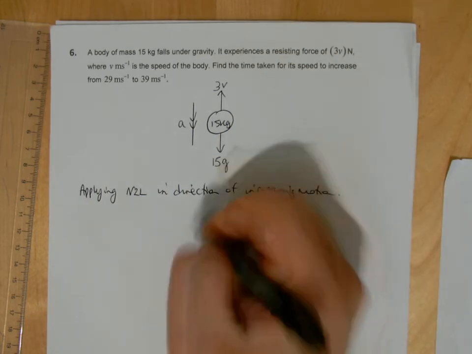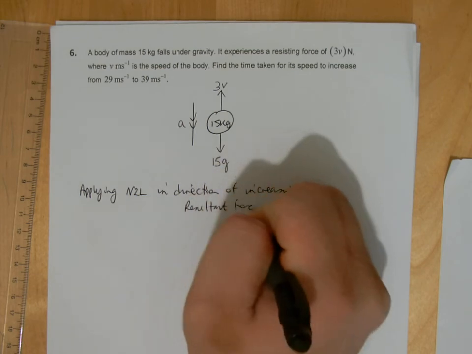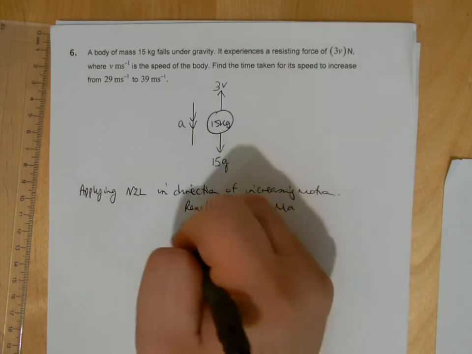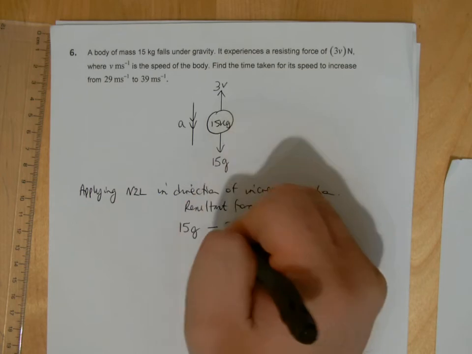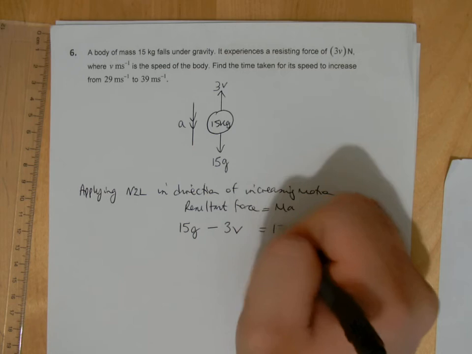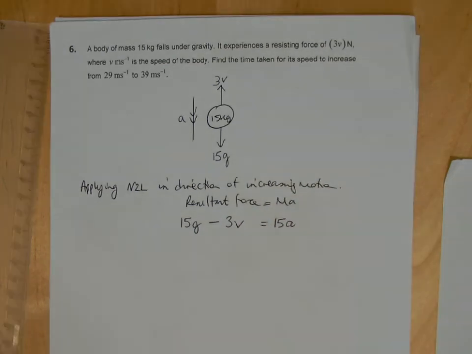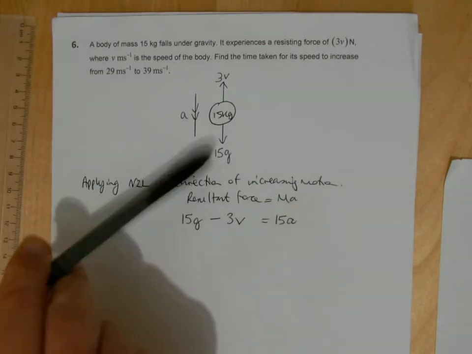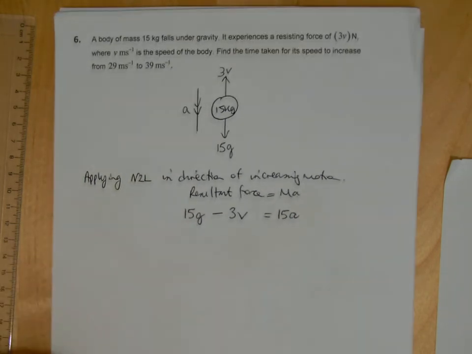we've got the resultant force equals mass times acceleration. The driving force is the force due to gravity, which is 15g, take away the resistant force, which is 3v, and that equals mass, which is 15, times a, the actual acceleration of the object, following the resultant force of gravity affecting it and resistance holding it back a little bit.